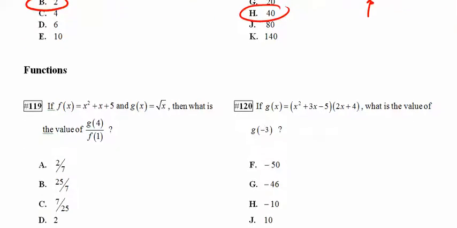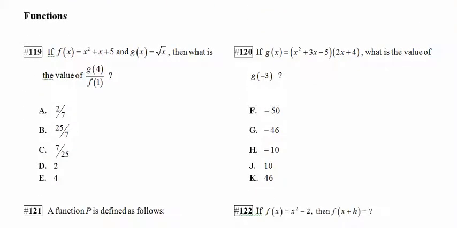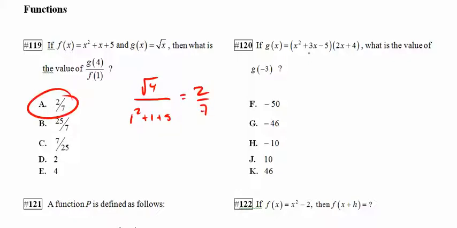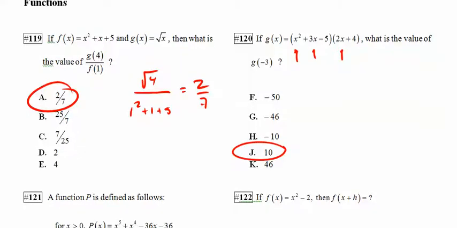And finally, for this lesson, some functions. How do we find the function? We just plug in. So we put in the square root of 4 on top and 1 squared plus 1 plus 5 on the bottom. We get 2/7. Over here, same thing. Plug in negative 3 here, here, here. Blast it out. Should get 10.